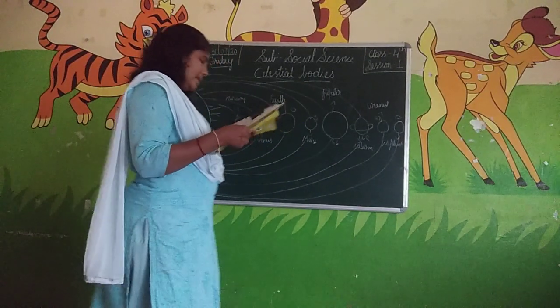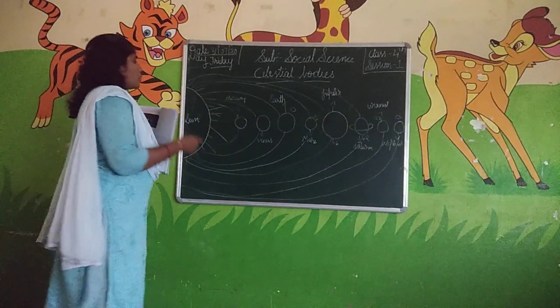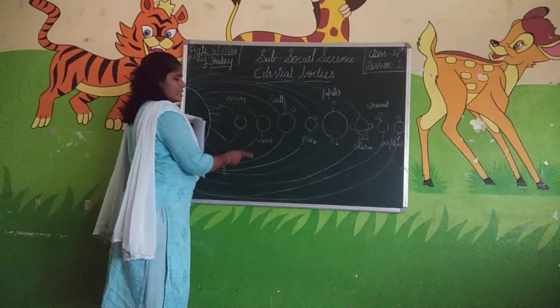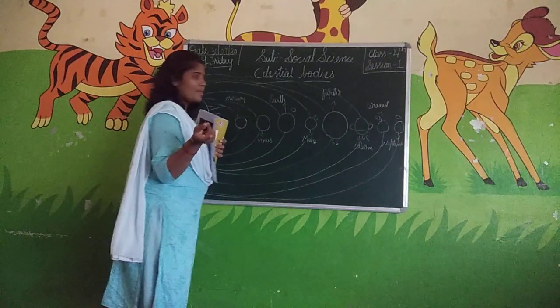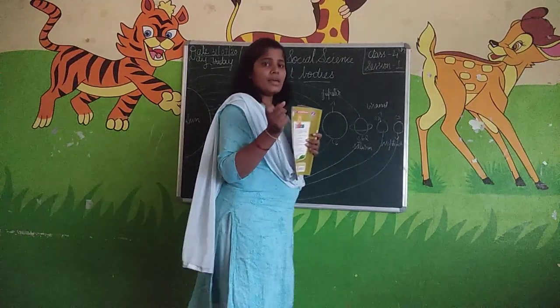Next is about the stars. Okay, you have to remember all the planets' names and their places also. First planet is Mercury, second is Venus, third is Earth, fourth is Mars, fifth is Jupiter, sixth is Saturn, seventh is Uranus, eighth is Neptune.